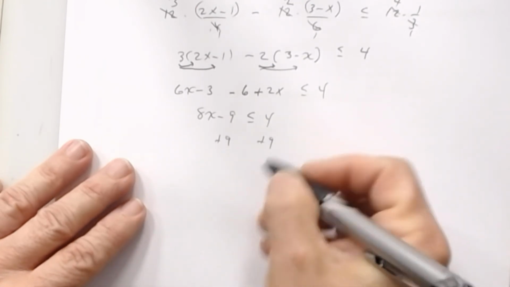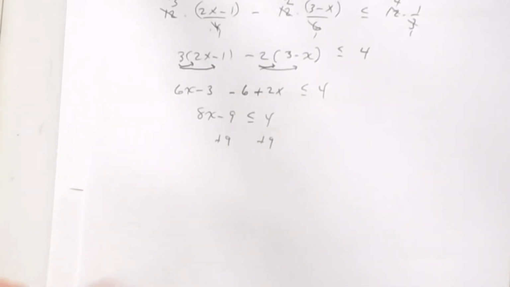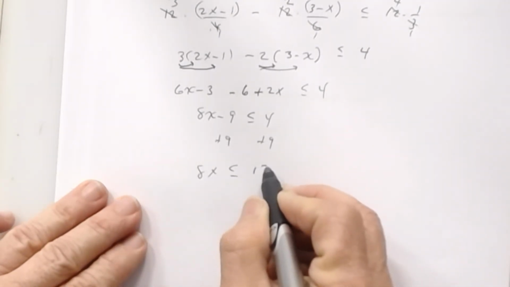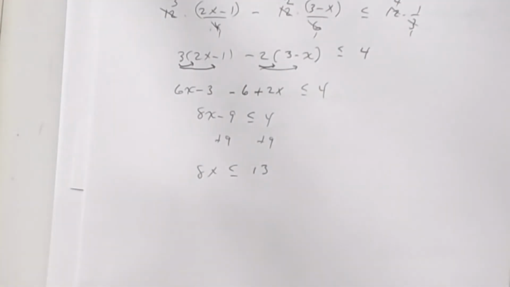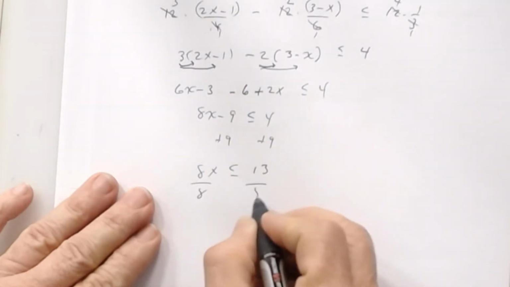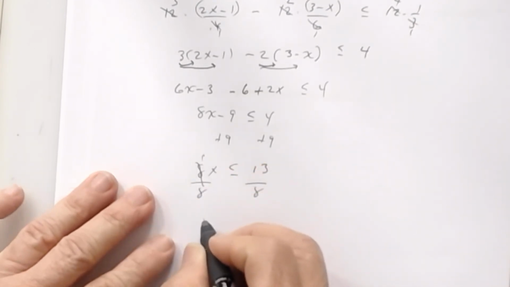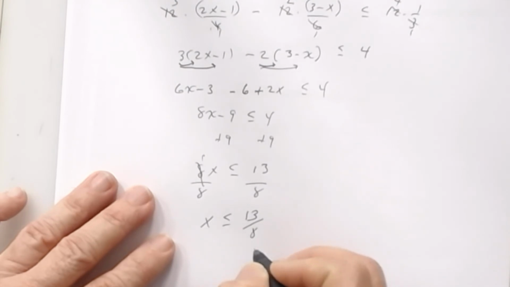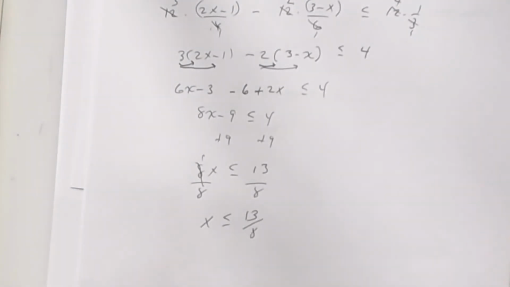So I get 8x is less than or equal to 13. Then I got to divide both sides by 8. And so my solutions would be any real number less than or equal to 13/8, right? All right, so I ended up with this improper fraction. Y'all agree? Now you got to put that on the number line.